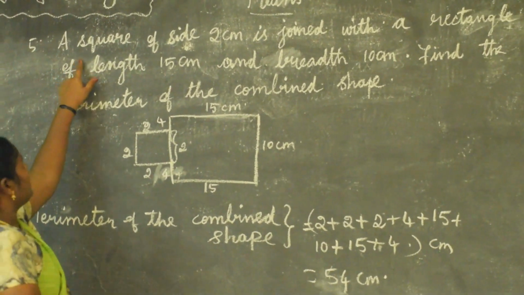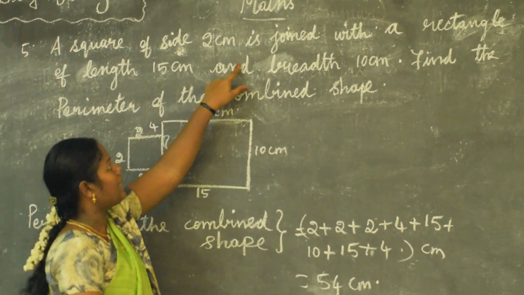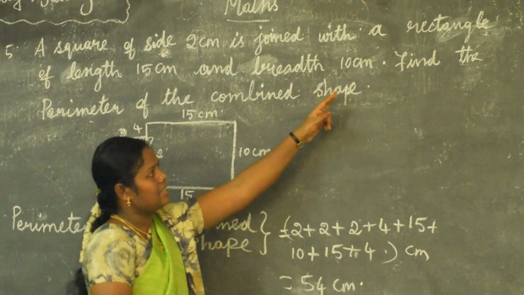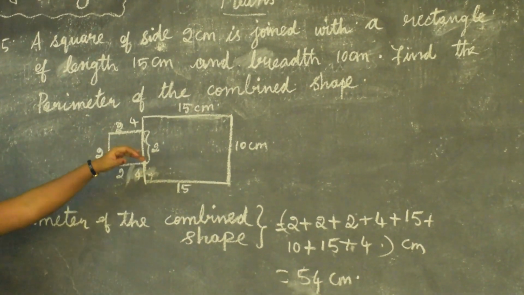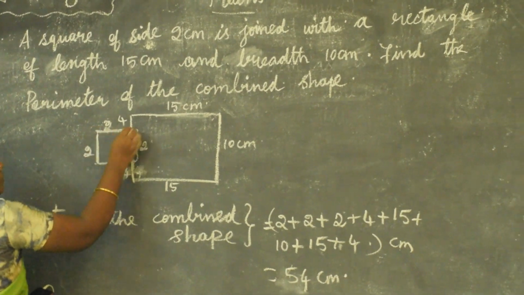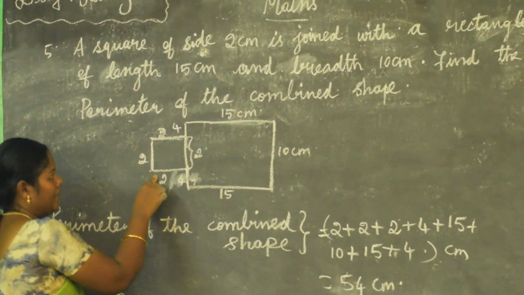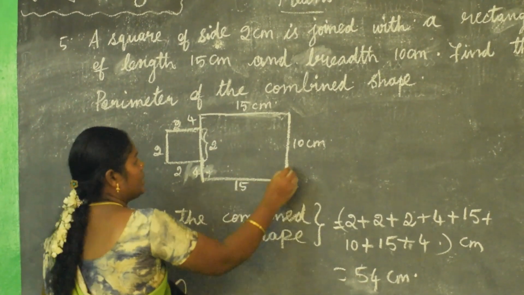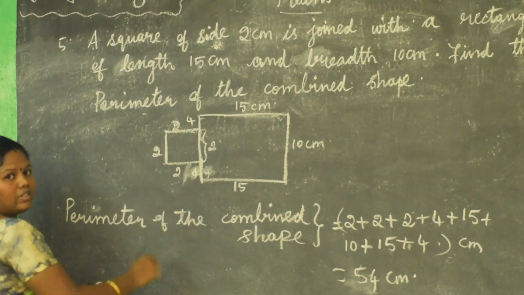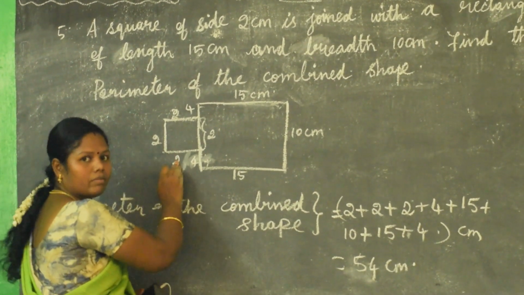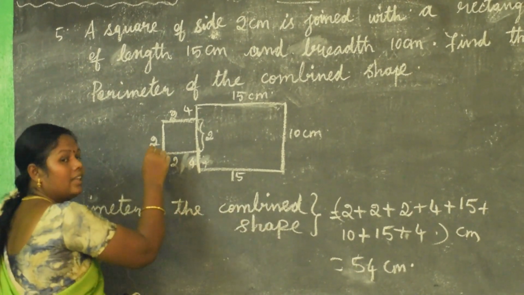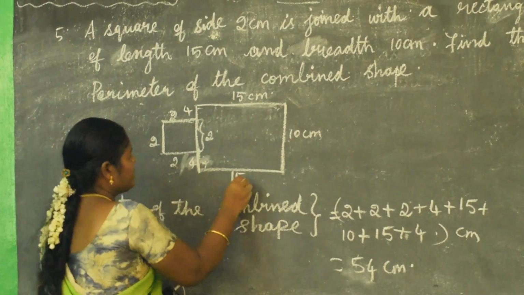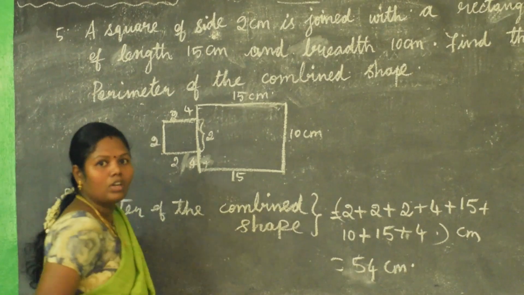So once again, a square of side 2 centimeter is joined with a rectangle of length 15 centimeter and breadth 10 centimeter. We need to find the perimeter of the combined shape. First of all we draw the square, side 2 centimeter. Then join the rectangle together, with length 15 centimeter and breadth 10 centimeter. Perimeter equals adding all the lengths: 2 plus 2 plus 2 plus 4 plus 15 plus 10 plus 15 plus 4 equals 54 centimeter.